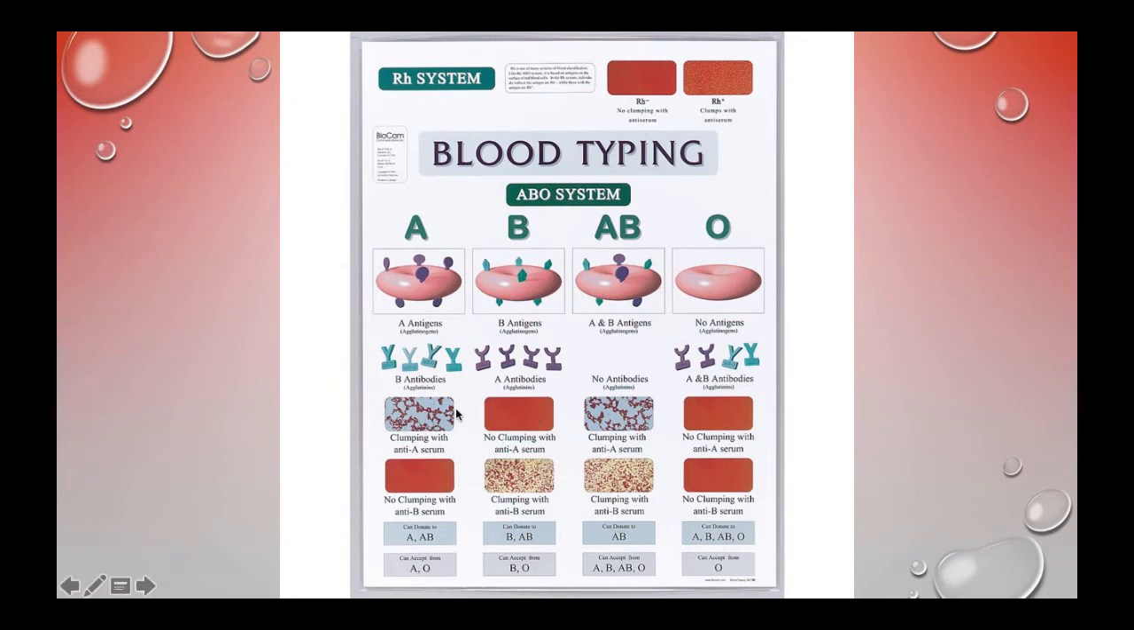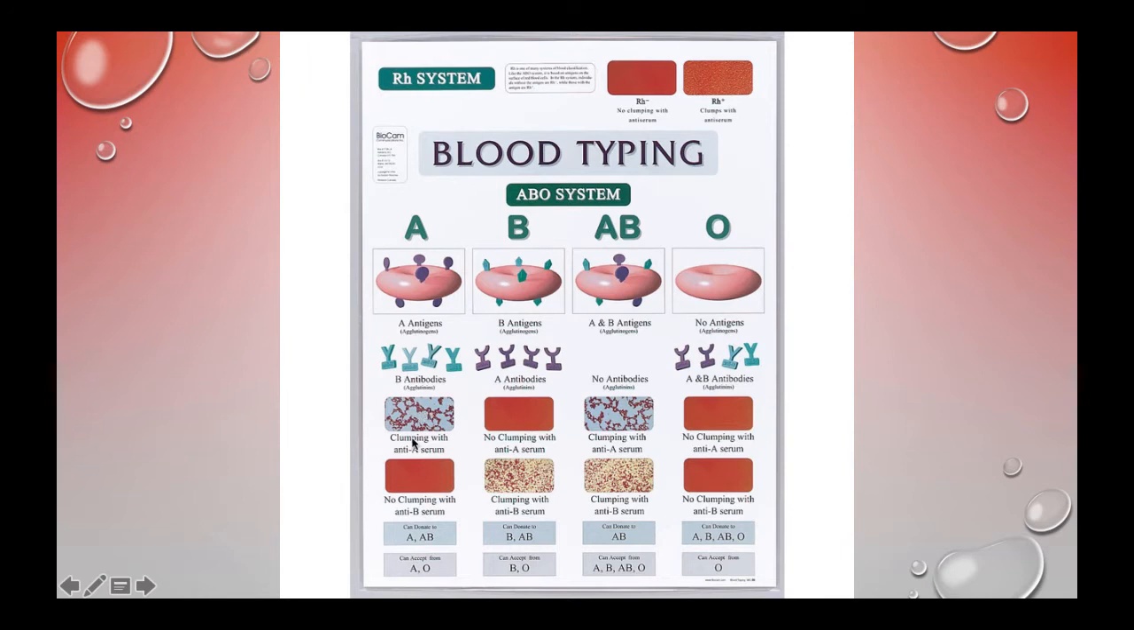So now let's talk about how we actually test for the blood typing, which is what we're going to do next, right? So when we test for the blood typing, what you're going to take is your plate or your card. It depends on if you are given a card that already has the serum on it.